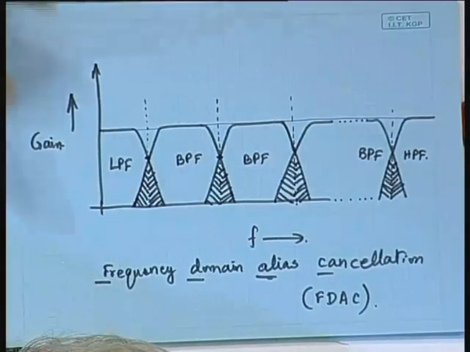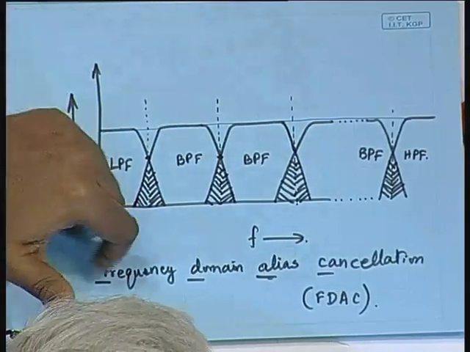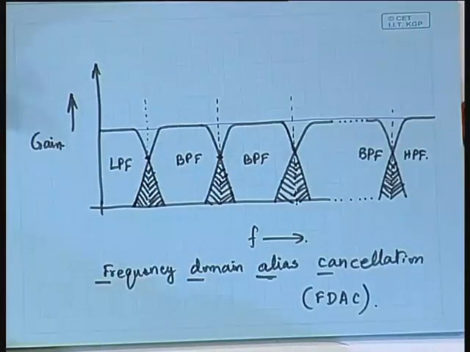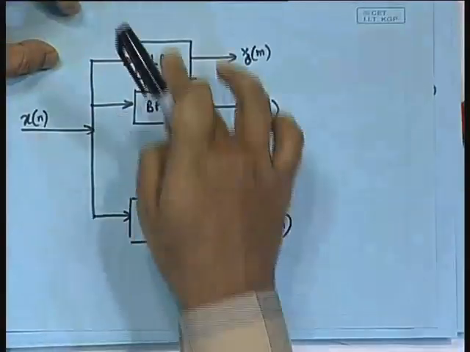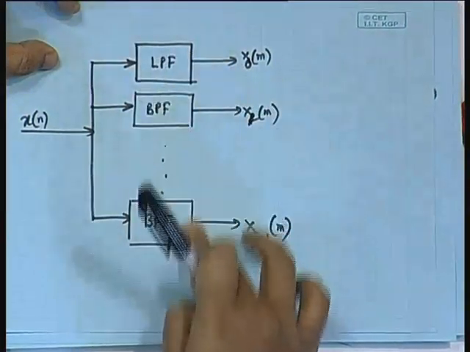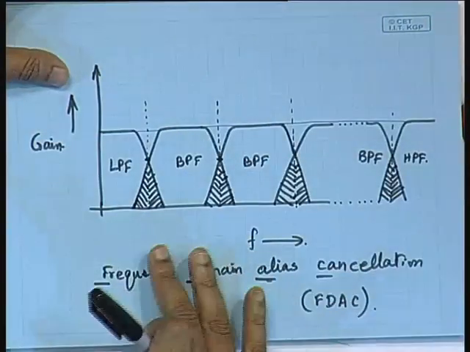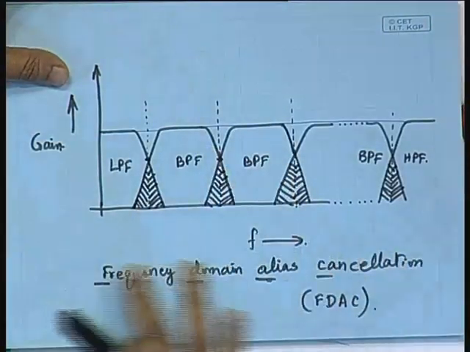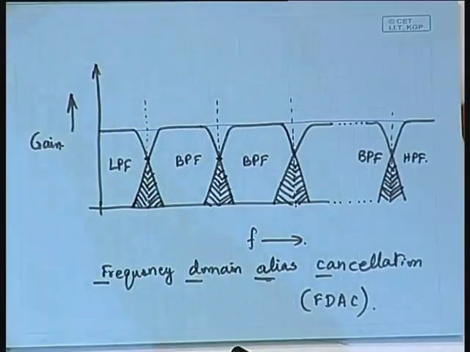So, now overlapping in the frequency domain characteristic and realizing a frequency domain alias cancellation, that is exactly what we do if we realize the analysis filter bank in this manner, having individual low pass and high pass filters. Here all the processing is being done in the time domain, but the alias cancellation that we are doing is a frequency domain alias cancellation, but the rest of the processing is in the time domain.